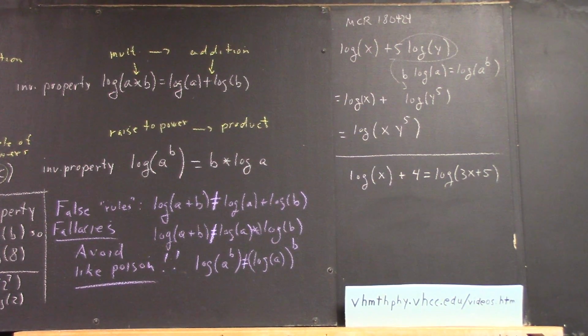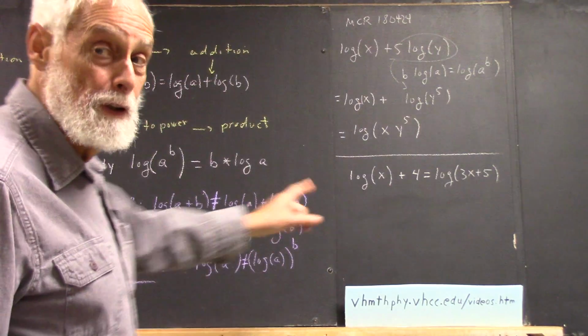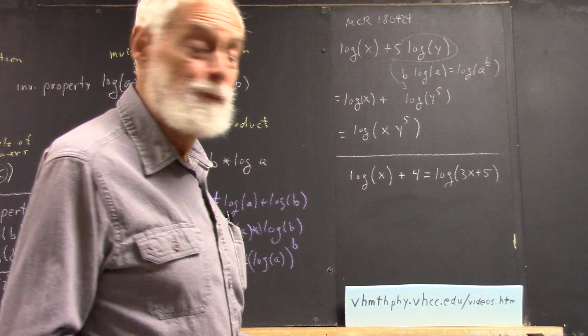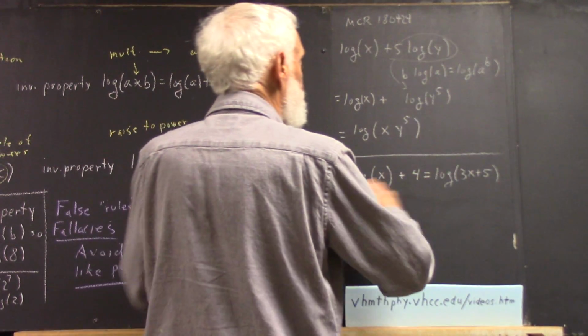Go ahead. It wouldn't just by, at this point, right now, just raising it to the 10th, just make it x plus 4 equals 3x plus 5? We'll do that in a minute. We're going to use the properties of logs first. Okay, so I can rearrange this equation, okay?